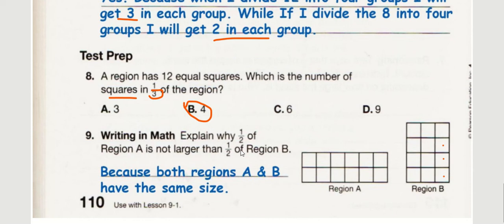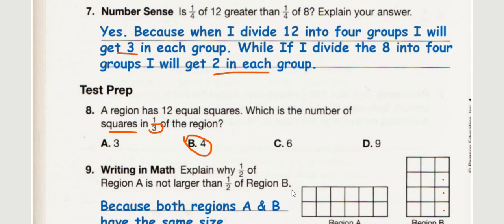Okay, now explain why half of region A is not larger than half of region B. How can we know which half is greater? Yes, by knowing at first what the total amount of parts is and what the size of the thing is that we started with. So do they have the same size, or is one of them greater than the other? We're going to see. Here we have the same size of squares, and now we want to count the number of squares in each region. We have 1, 2, 3, 4, 5, 6, 7, 8, 9, 10, 11, 12.